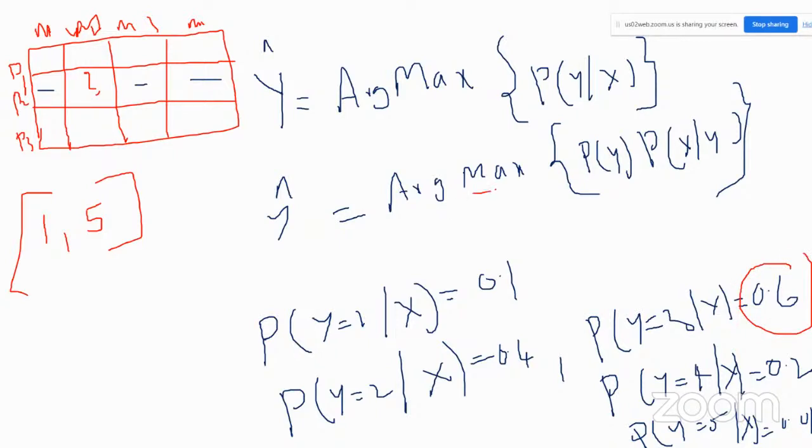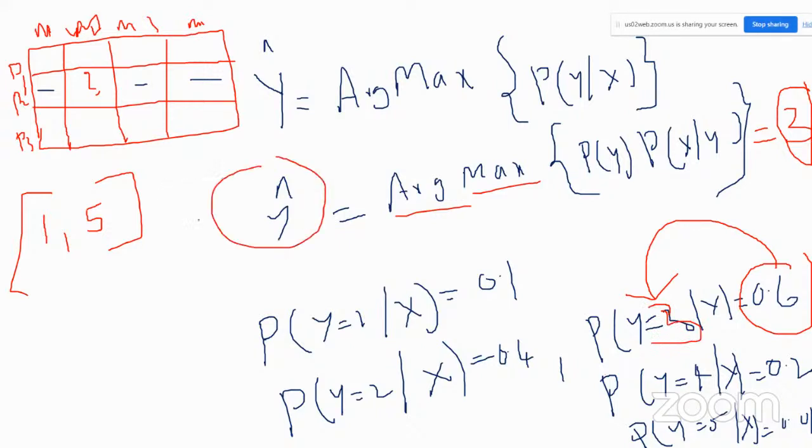That is called argmax. What is argmax? The maximum probability corresponding to which rating? 3. So therefore, the final conclusion is that the rating prediction is 3. So this is the meaning of argmax. Max means the maximum value. Argmax means the argument, the rating, corresponding to that maximum value. So here I'm taking rating 3. The maximum value is 0.6, which corresponds to rating 3. Therefore, finally, the rating prediction is nothing but 3.